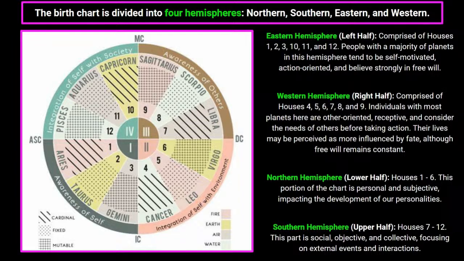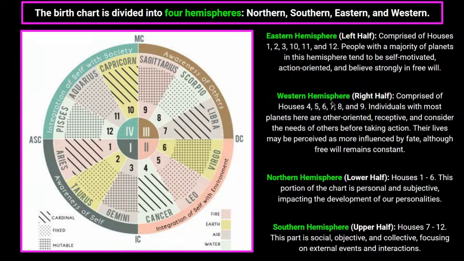This part I'm about to read now is for the next class, which is on the planets. So this is some information for those that want to work ahead. But it also relates to the houses, so we're looking at them right now. People with the majority of planets in this hemisphere, the eastern hemisphere, tend to be self-motivated, action-oriented, and believe strongly in free will.